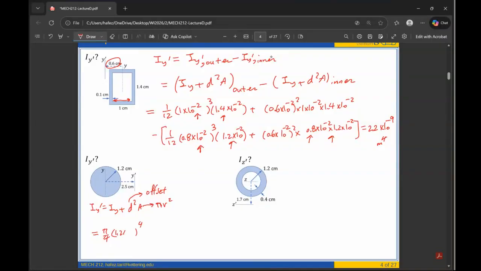And radius, we see that's 1.2 times 10 to negative 2, because that's in centimeters. The offset is 2.5 centimeters squared times area pi r squared, again, as given in here. All right, IY prime is 2.99 times 10 to negative 7 meter to the fourth.